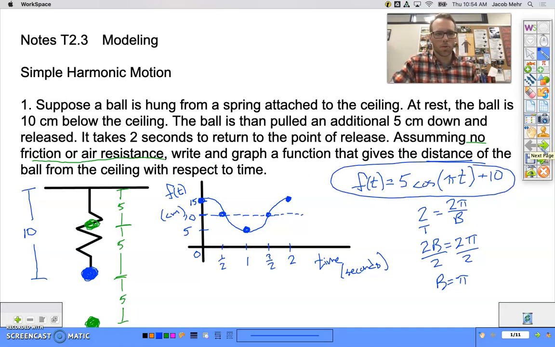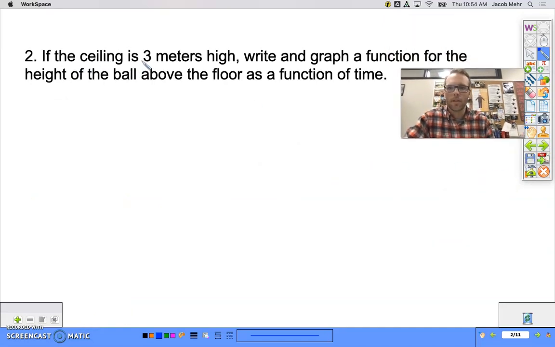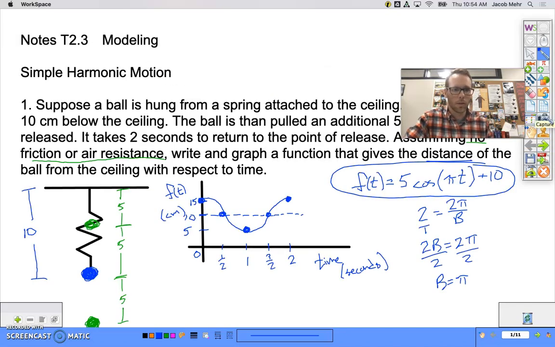Now let me do a little twist off of this one. If the ceiling is 3 centimeters high, write and graph a function for the height of the ball above the floor as a function of time. Let's see here. Well, what I'm going to do is I'm going to grab this.